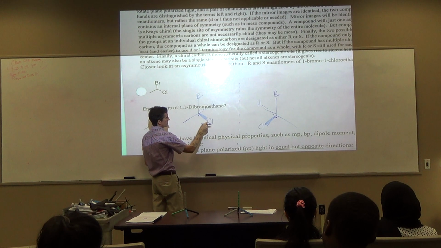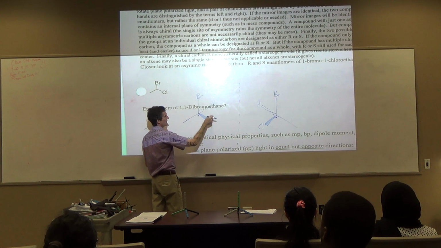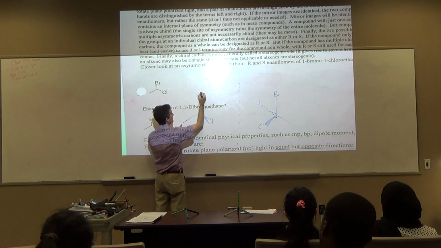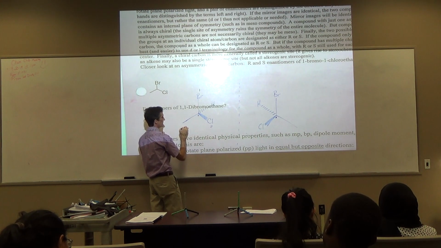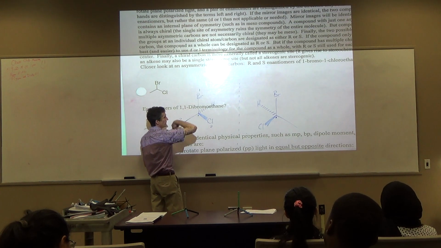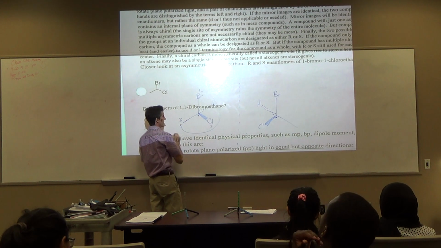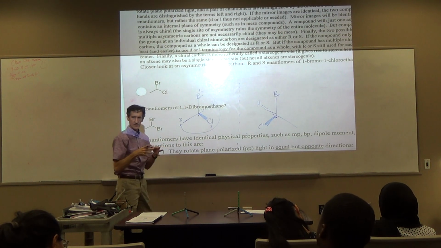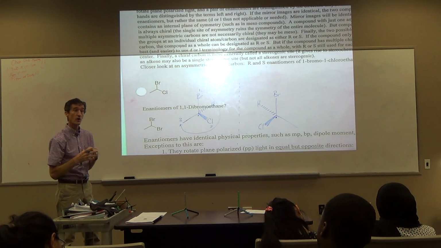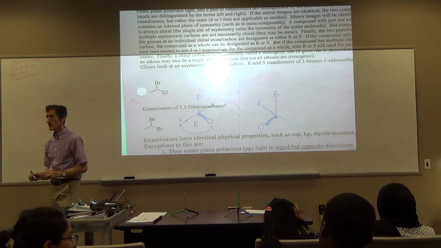You give priorities to these groups, just like if you were doing E or Z. The four groups here, which is the highest priority? Bromine, chlorine, H, or carbon? Bromine, so it's 1. What's next? Chlorine, 2. What's next? Carbon or H? Carbon, 3. And then you look at it, is the 1, 2, 3 clockwise or counterclockwise? Clockwise. 1, 2, 3, like a clock. And if it's clockwise orientation or configuration around the chiral carbon, we call it what? R. That's the R configuration.